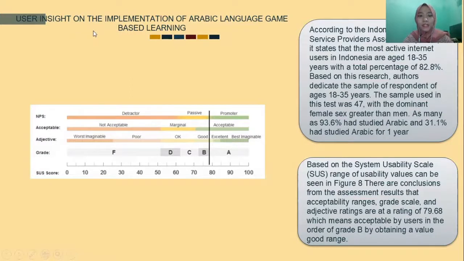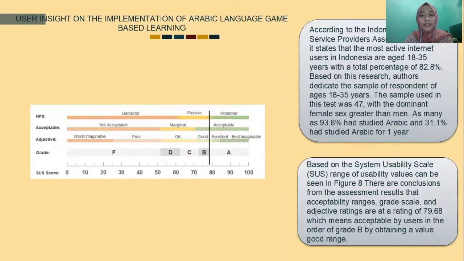User insight on the implementation of Arabic language game-based learning. According to the Indonesian Internet Service Provider Association, the most active internet users in Indonesia are aged 18 until 35 years, with a total percentage of 82.8%. Based on the research, the authors dedicate the sample of respondents to ages 18 until 35 years. The sample used in this test was 47, with the dominant sex female, greater than male. As many as 93.6% have studied Arabic, and 31.1% have studied Arabic for 1 year.